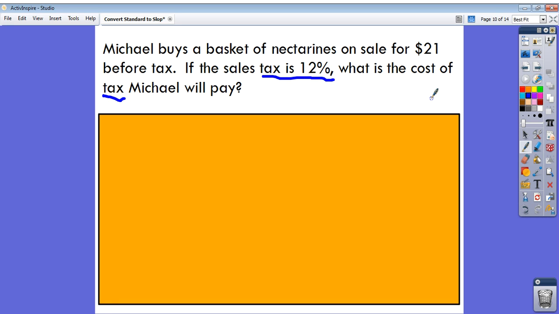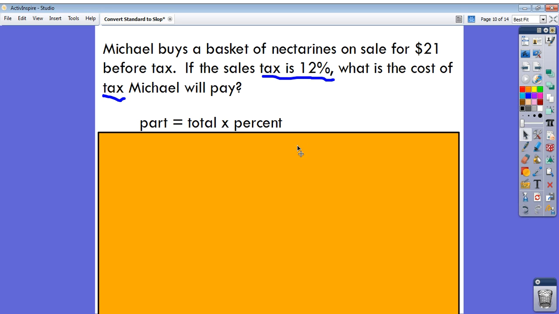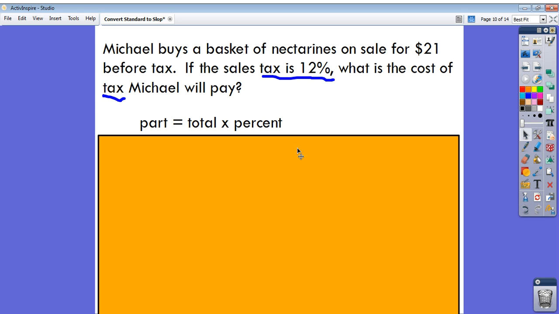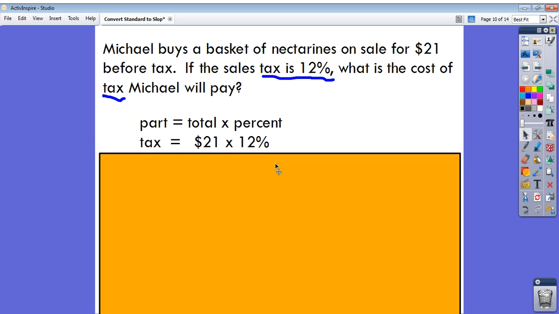I know that tax is only part of the total cost, and I can find a part of $21 by doing some multiplying. You should remember that we can find part of a number by taking the total amount multiplied by the percent we're looking for. In this case, the tax is the part that we're looking for, so we can multiply our total cost by 12%. We can never multiply by a percent, though. We have to turn it into a decimal.